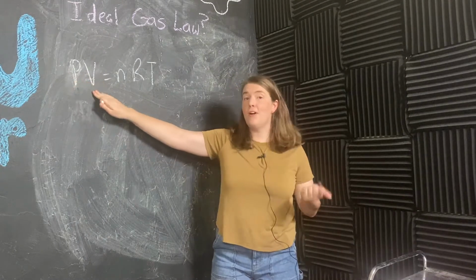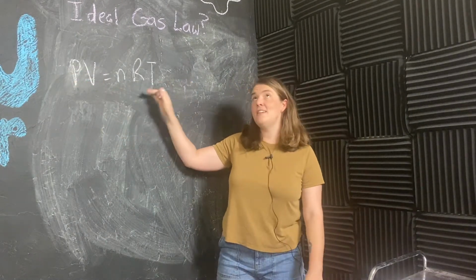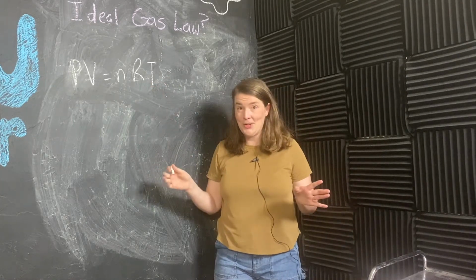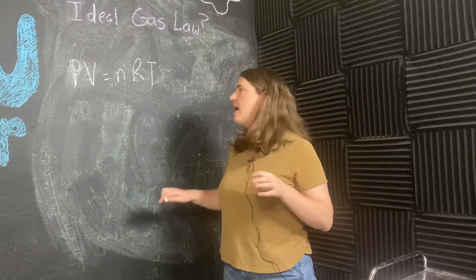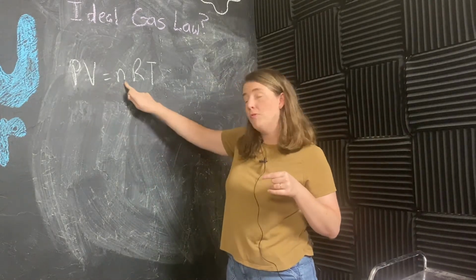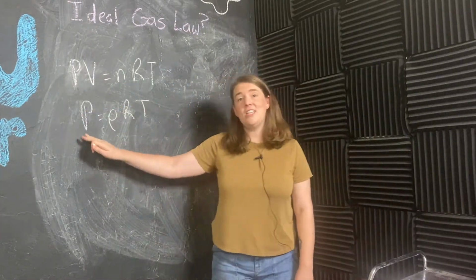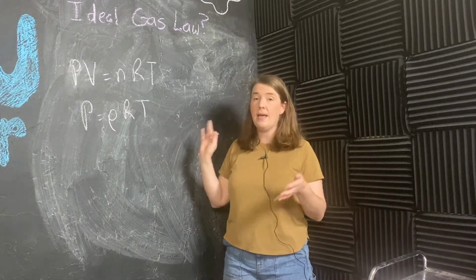Pressure times volume is equal to number density times the ideal gas constant times temperature. Usually for atmospheric stuff, we're gonna simplify this down by dividing my volume over, and we get this. Pressure is equal to density times the gas constant times temperature.